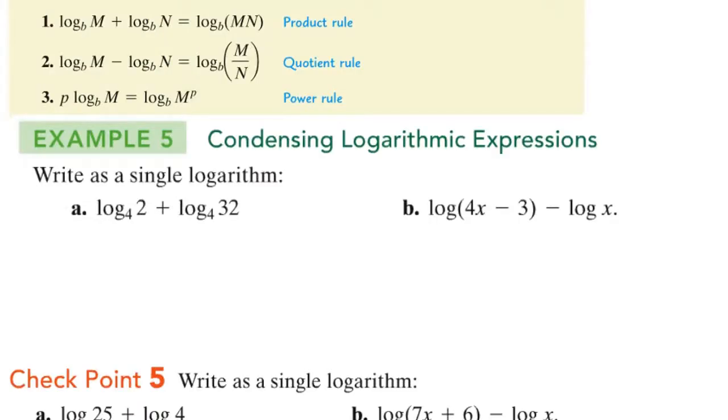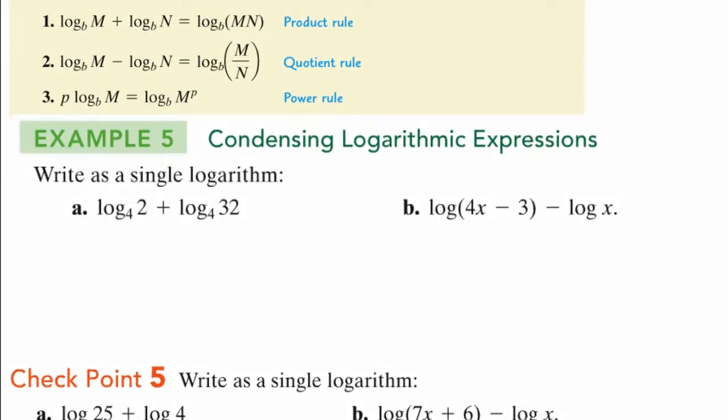All right, and so for condensing, you just go in the reverse direction. If you see addition of 2 logs, you multiply inside. If you see subtraction of 2 logs, you divide inside. And if you see something multiplied in front, you bring it up. So they want us to write as a single logarithm. Now, something important is that they have to have the same base. If they don't have the same base, the logs can't be combined.